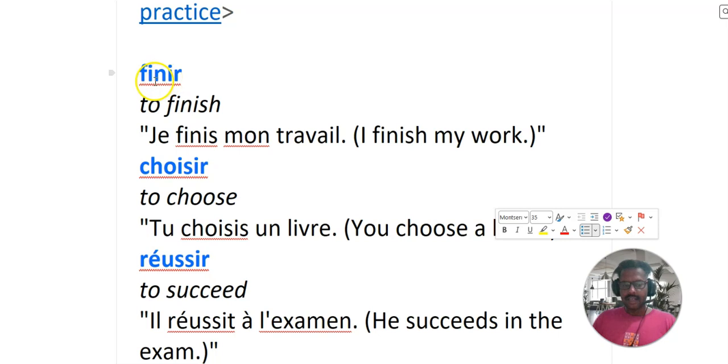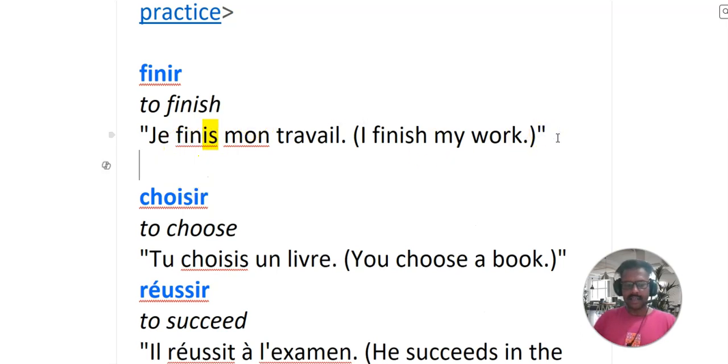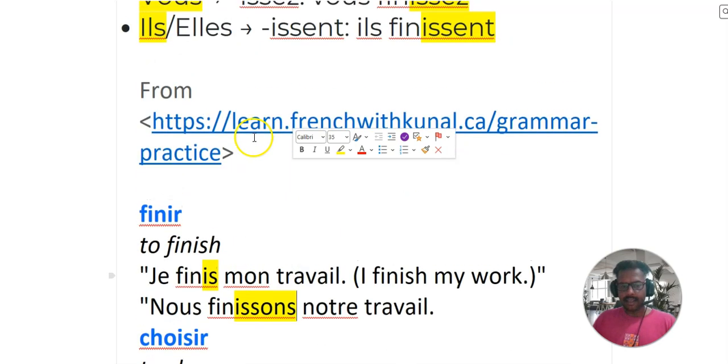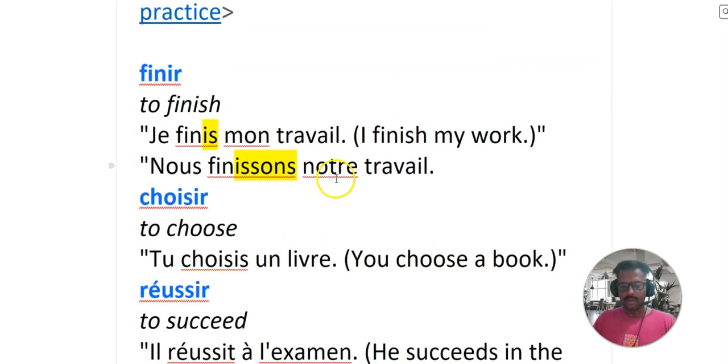Now we'll just look at the examples. The first verb is finir, it means to finish. The example we have is je finis mon travail, I finish my work. You see there we have just with je comes is. If we make the same sentence with nous, we write nous finissons notre travail. Here the ending issons that I just added is the ending that I remembered by heart. Rest is same.